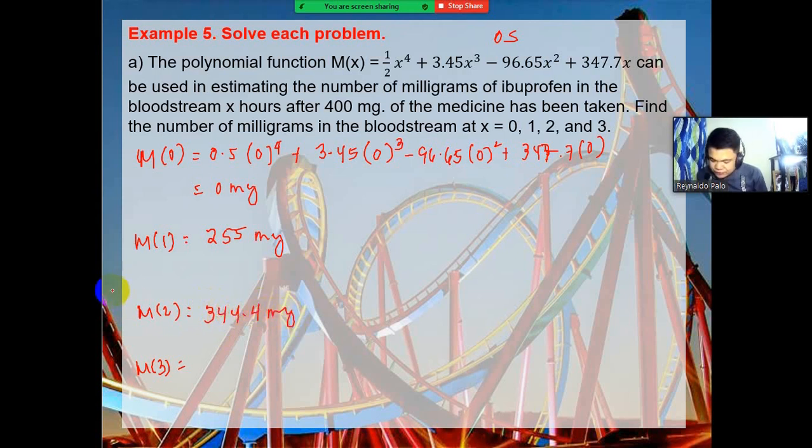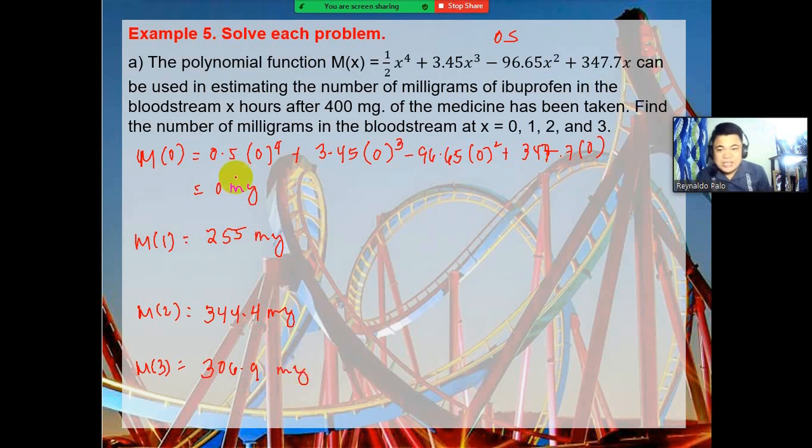And then f of 3, or after 3 hours, how many? We have 306.9 milligrams. So as you can see, the full effect of it is at 2 hours. After 2 hours, the effect is going down. It will not stay forever in your body, so it will just take effect in a specific period.